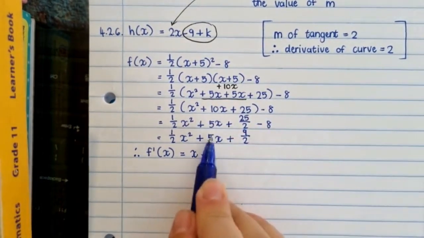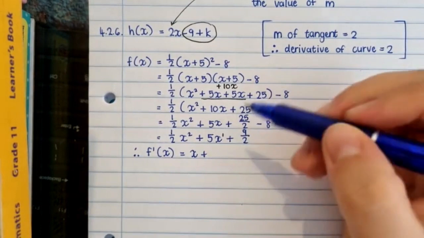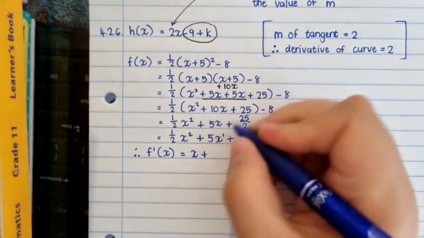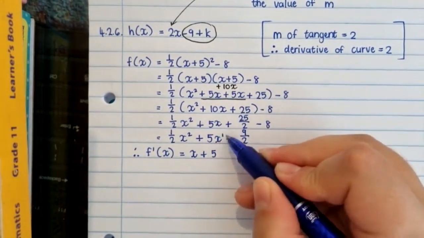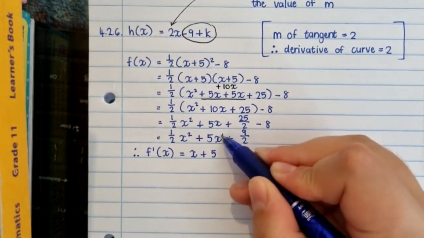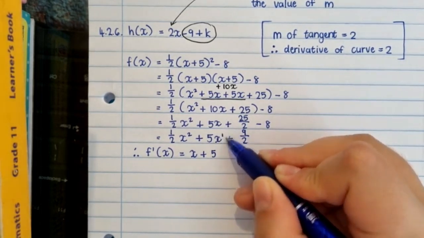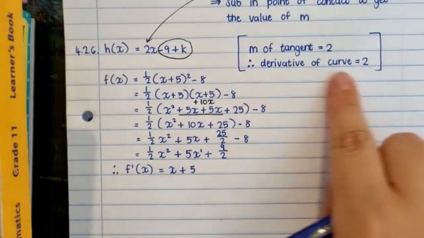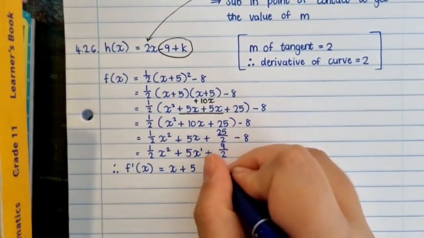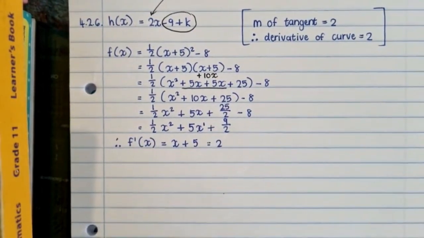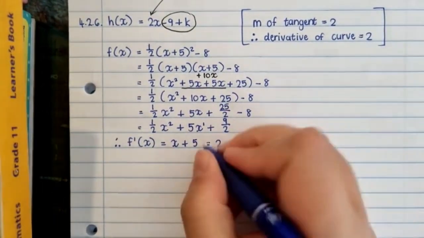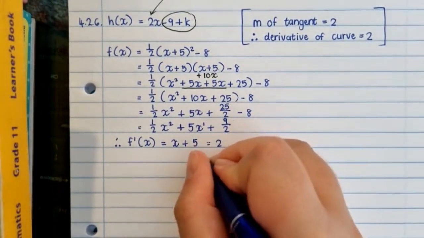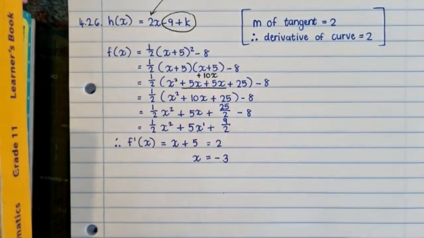Plus, if you have 5x, the exponent of x is 1, right? So you're going to say 5 times 1, which is 5. And then x to the power of, when you minus 1 from 1, you get 0. So this is going to give you x to the 0, which is actually just 5. All right, so the derivative of f is x plus 5. But what did we say? The derivative has to be 2. So this is going to be equal to 2. Now this is such an easy equation to solve. We're just going to move that plus 5 to the other side. We're going to say 2 minus 5, and that will give us x equals negative 3.